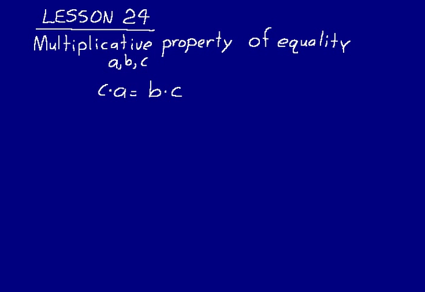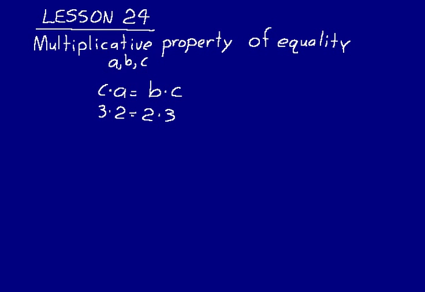For example, if A and B were both equal to 2 and C was equal to 3, we'd have 3 times 2 is equal to 2 times 3. We did not change the solution to that equation. We did not change the truth or falsity of it. The left side still equals the right side. It's still a true equation. We just changed the way it looks.